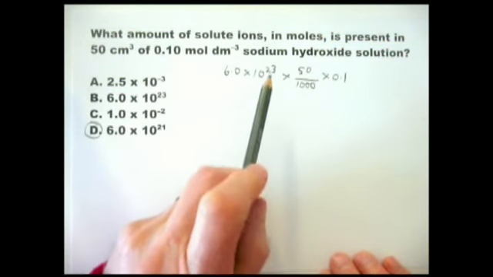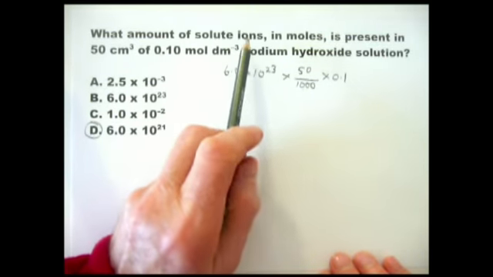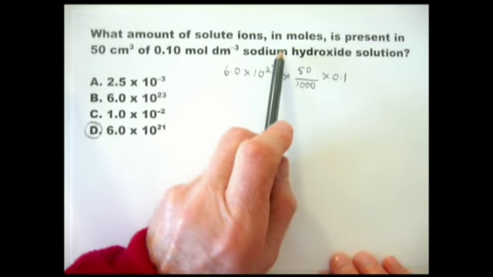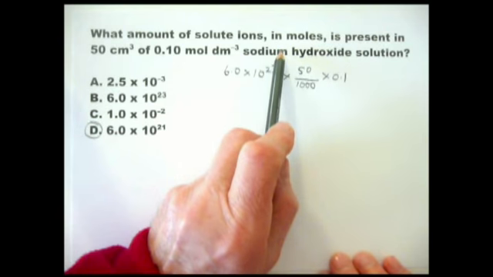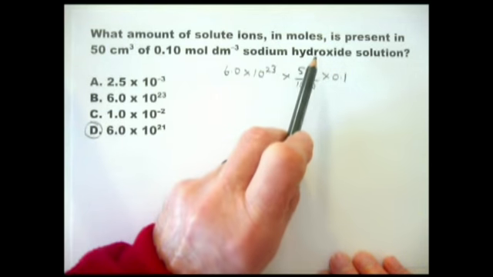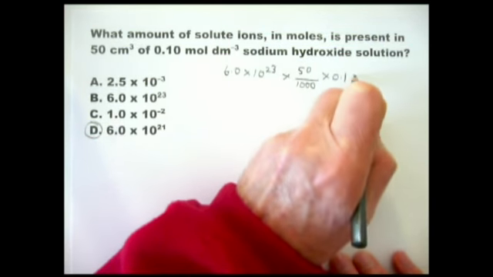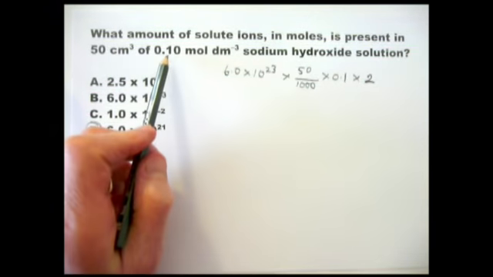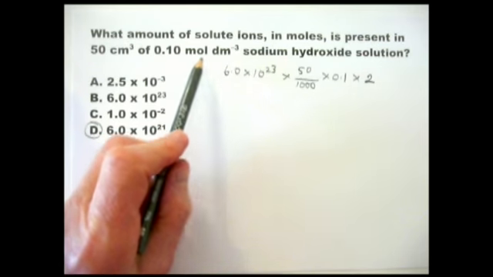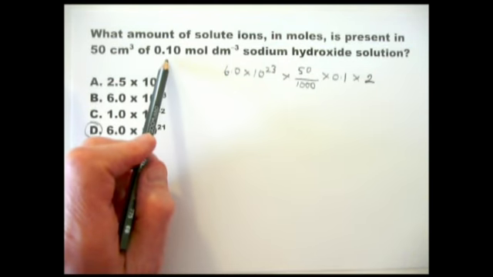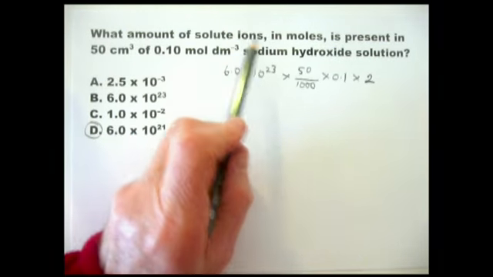And then we look at the sodium hydroxide. We're asked for ions in sodium hydroxide solution. Well, for every sodium hydroxide there are 2 ions, the sodium ions and the hydroxide ions, so we multiply by 2. Okay, so even though it's 0.1 mole of sodium hydroxide solution, there are 0.1 times 2 moles of ions in that solution.